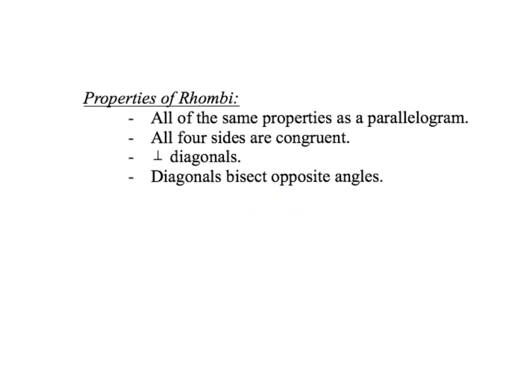So, the properties for a rhombus. First of all, they have all the same properties of a parallelogram. How many properties were there for a parallelogram? I'm hoping that you remember that there were 5. Opposite sides are parallel, opposite sides are congruent, consecutive angles are supplementary, diagonals bisect each other, and so on. So we have our 5 properties there. Then we also have our 4 sides being congruent, the diagonals being perpendicular to each other, and the diagonals bisecting opposite angles.